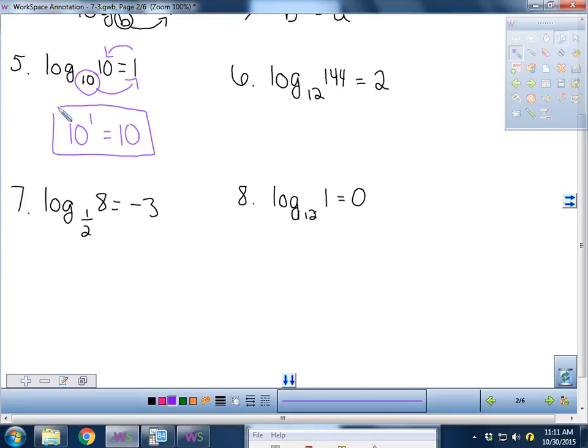All right, if you're really good at going from exponential to logarithmic, and you're not so good at going from log to exponential, you could sit here and say, okay, this would be log base 10 of 10 equals 1, to show that that's going to be the same, if you like to double check yourself. By the way, 10 to the first is 10. Okay, it should make a true statement. So I'll start with my base on number 6, 12 to the second equals 144.